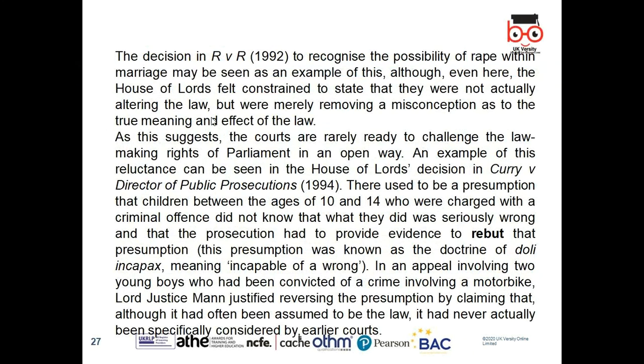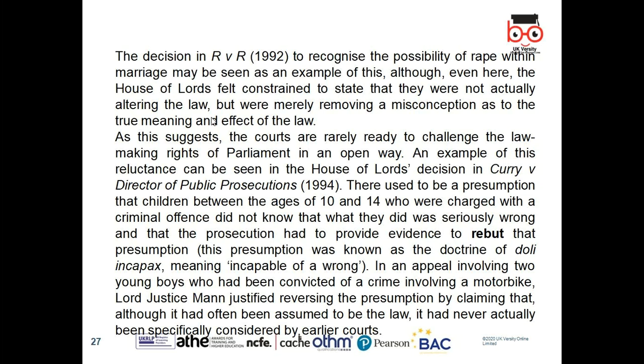The case of R versus R in 1992, which recognized the possibility of rape within marriage, may be seen as an example of this. Even here, the House of Lords felt constrained to state that they were not actually altering the law, but merely removing a misconception as to the true meaning and effect of the law.